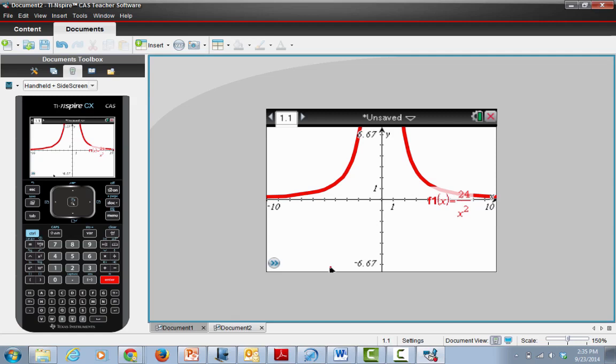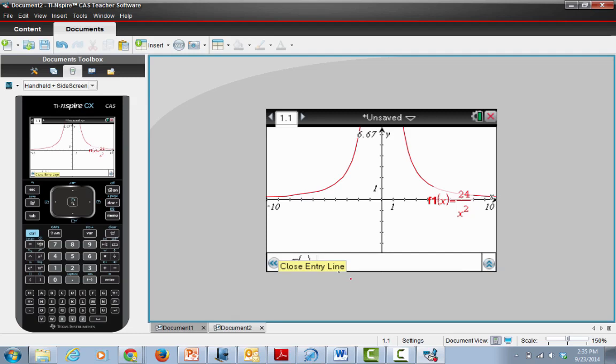Okay. And the next one says graph y equals negative 24 over x squared. Okay. I'm going to do, it said to clear it and to do it on another graph, but I want to do it on the same one so you guys can see the difference. So this one's going to be negative 24 over x squared.